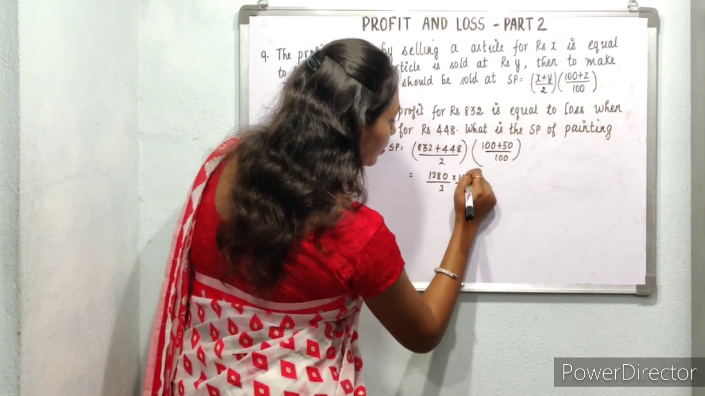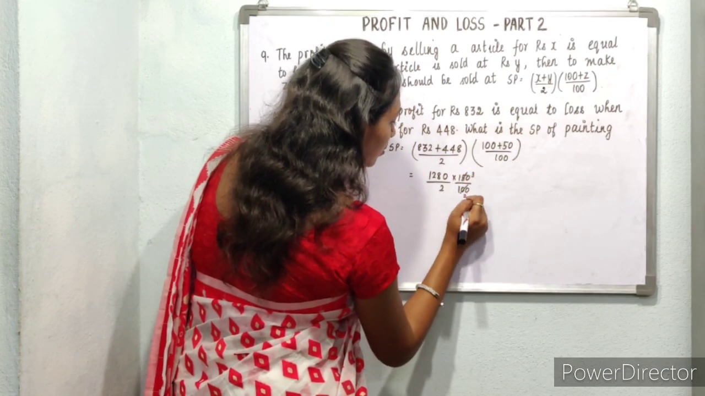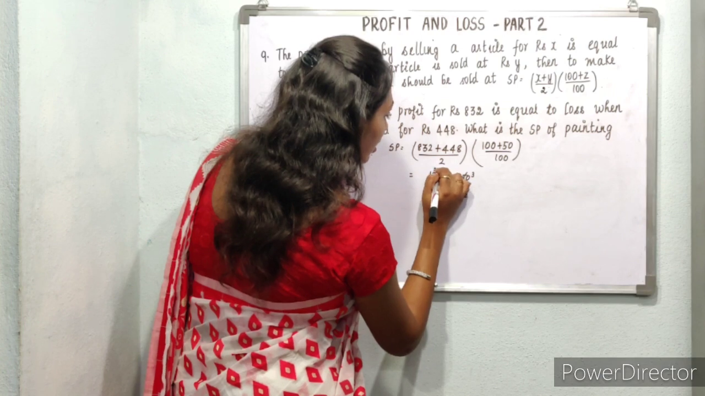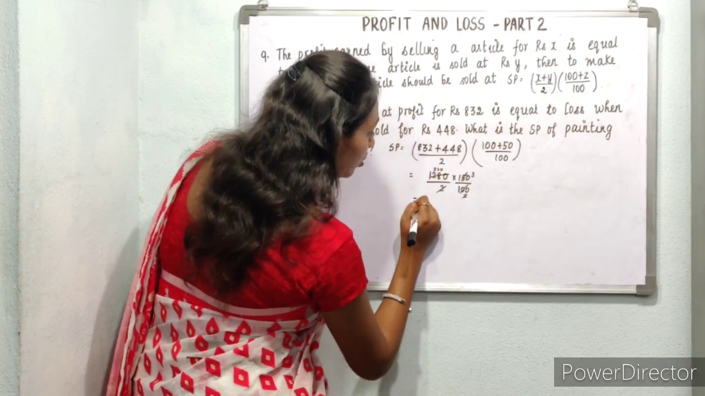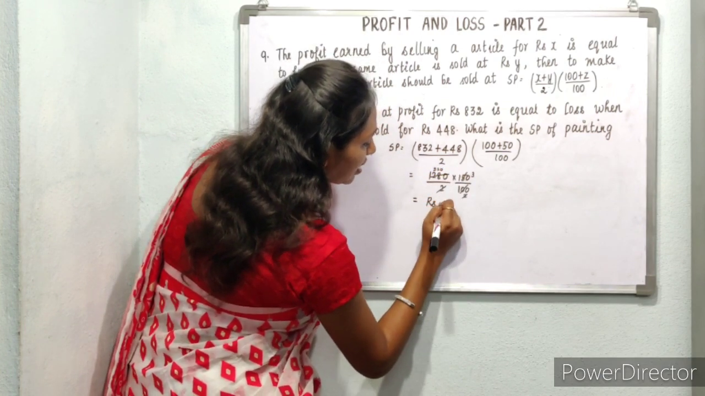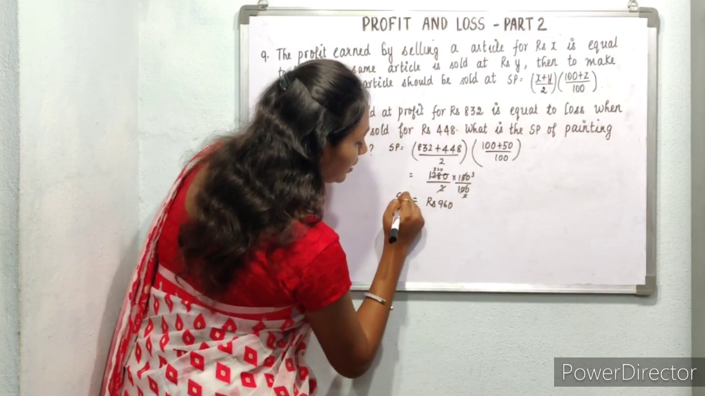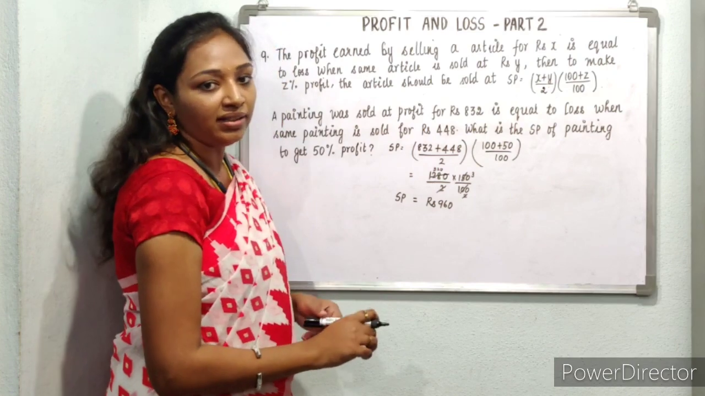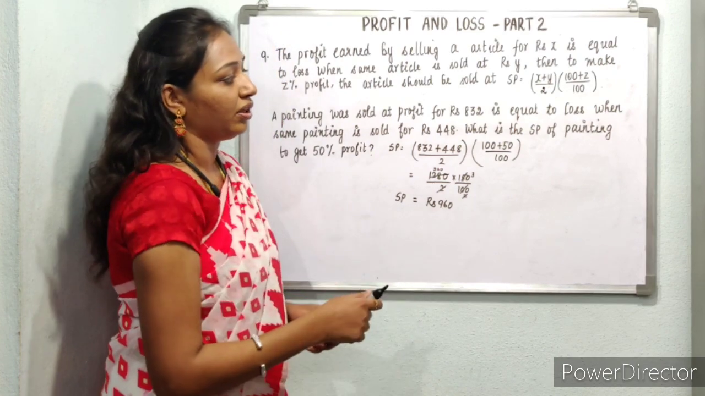So this will go 2 times, this will go 3 times. So this thing totally will go for 320 times. So 320 into 3 will give you rupees 960. So the selling price of the article to get 50% profit is 960 rupees. Now we'll see the difference.